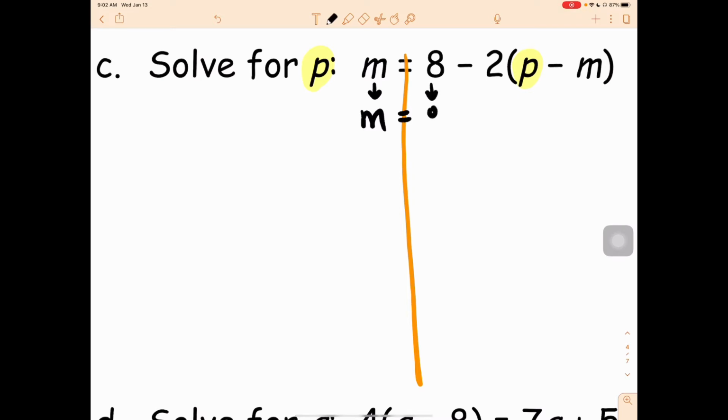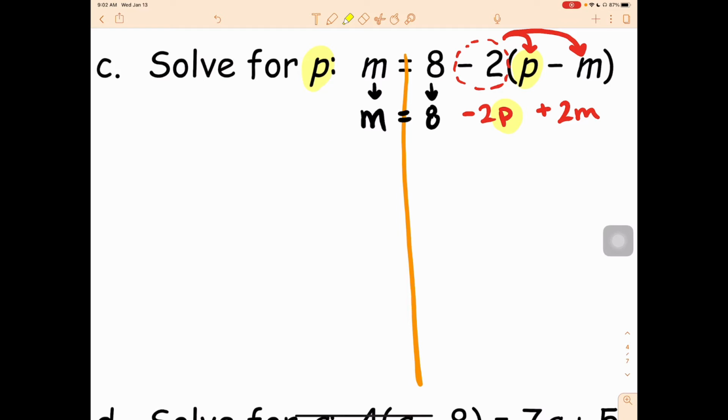Here I have this 8. But I notice next to the 8, I can distribute that -2. So this -2 gets distributed in. Make sure you don't forget that negative, okay? That's really important. -2 times p is -2p. -2 times -m is a positive 2m.